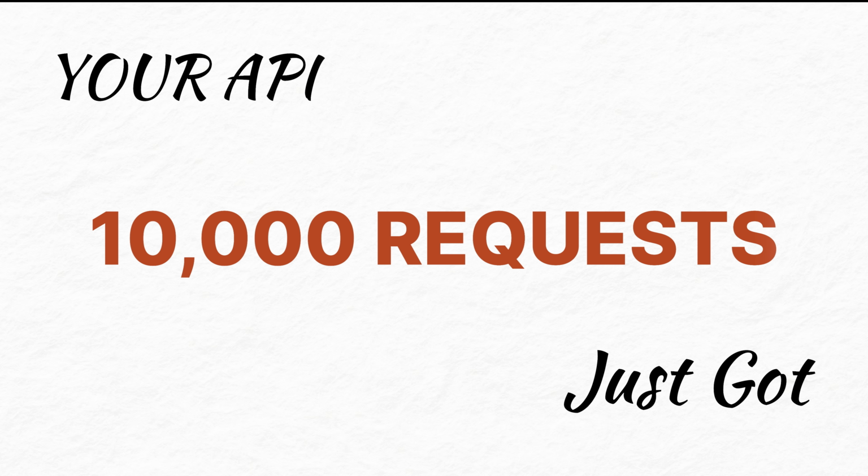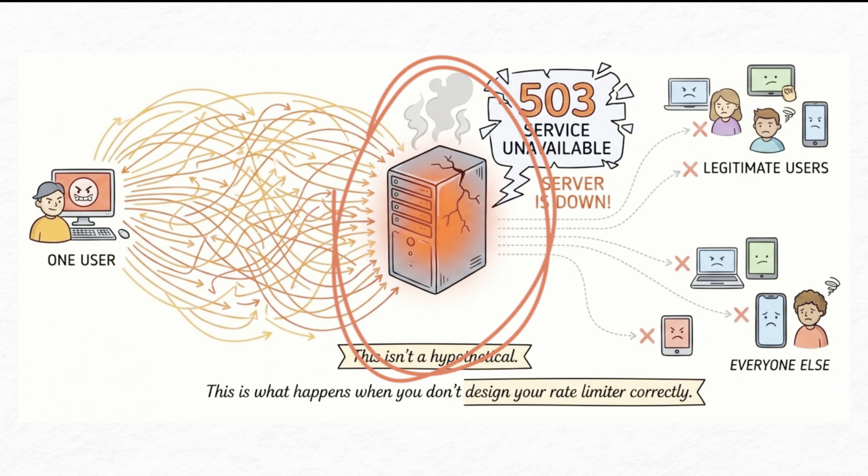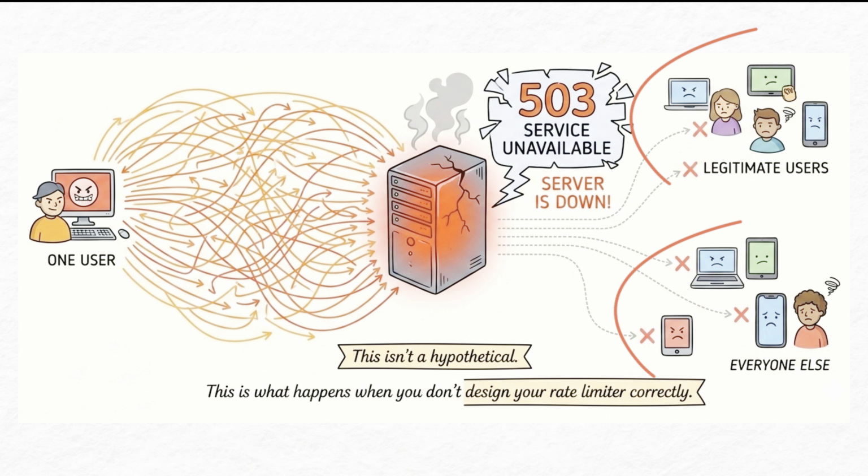Your API just got 10,000 requests in 1 second from your user. Your server is down. Every legitimate user is getting a 503. This isn't hypothetical. This is what happens when you don't design your rate limiter correctly.